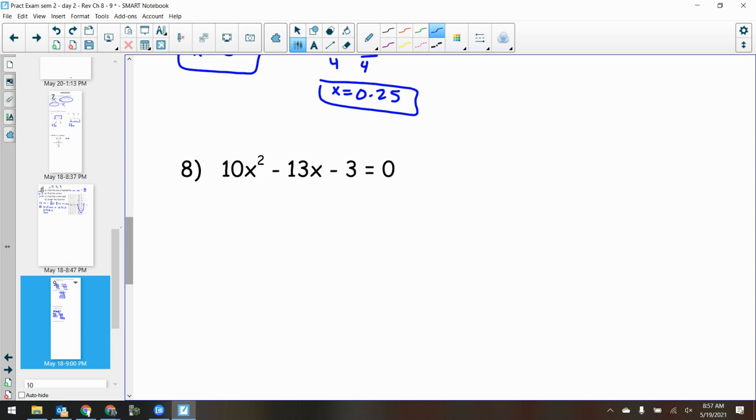10x squared minus 13x minus 3. Let's go ahead and write this one down. This is solved by factoring again. The issue with this one, there's no GCF. So that means, is this an easy type or hard type? Hard type. Okay. So there's no GCF. I'm going to factor this by hard type. So this is a good refresher on what we did yesterday too. First times last. Negative 30. What are the factors of negative 30 that add to get to negative 13?